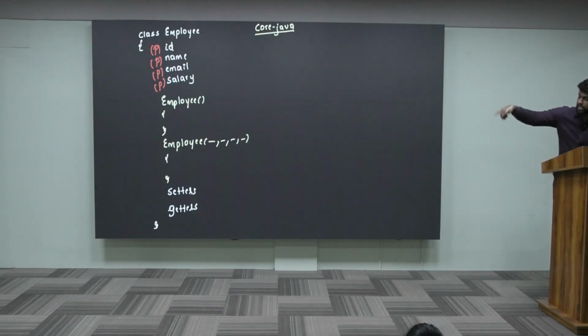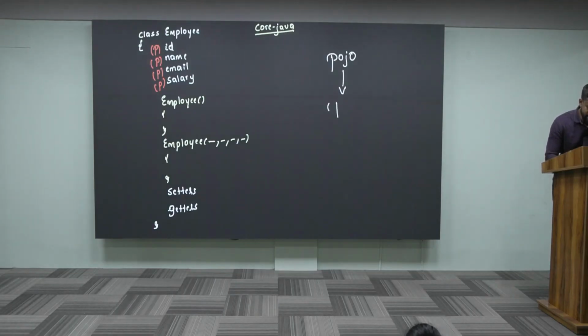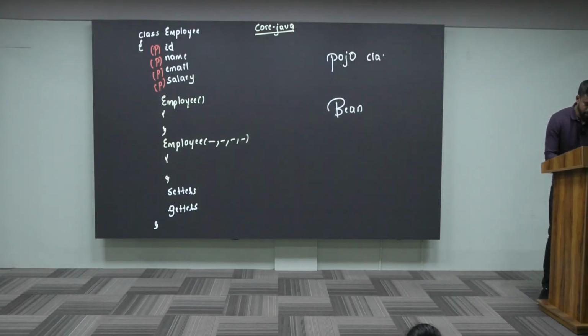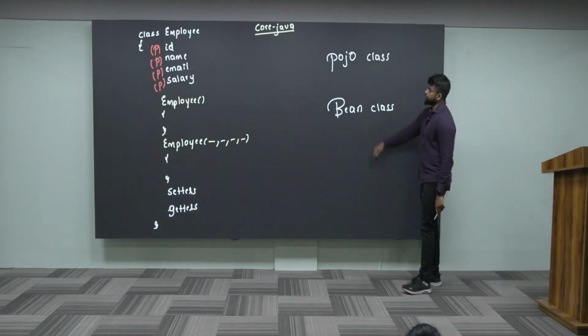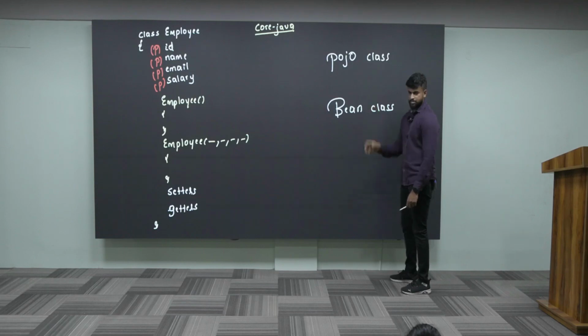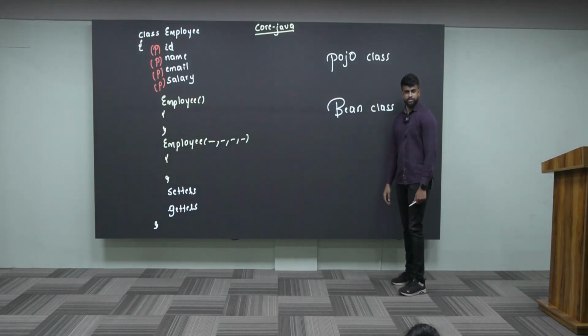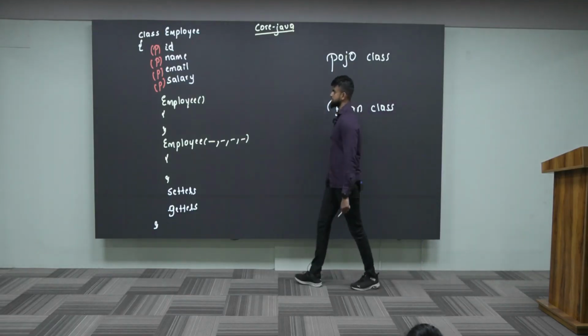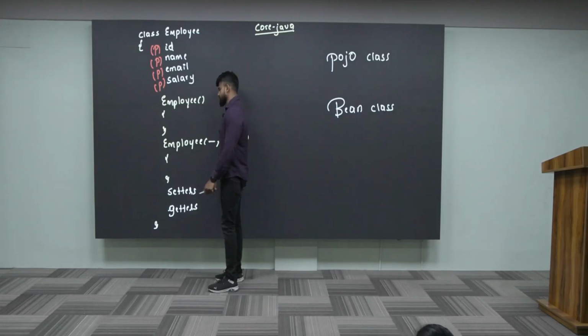I want to do that now. Tell me, what kind of class is this? POJO class. Very good. POJO class is there. There is one more guy, his name is Bean class. Do you know what is the difference between POJO class and Bean class? What is the difference? There is only one difference, a minute one. POJO class means private members, zero parameterized constructor, parameterized constructor, setters, getters.